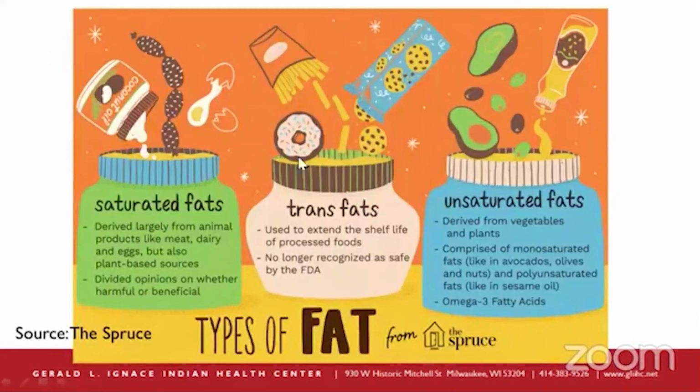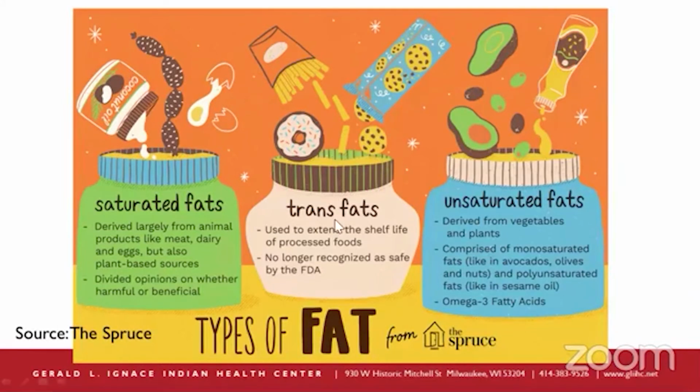So then here's a little graphic explaining the type of fats. So saturated fats are derived largely from animal products like meat, dairy, and eggs, but also plant-based sources. So an example includes coconut oil, eggs, and meat. And it is an essential fat, but we often eat too much of it. And there are divided opinions on whether it can be harmful or beneficial. But like anything, it's good in moderation, I would say. But often we get too much of it, just way too much of it in the American diet.